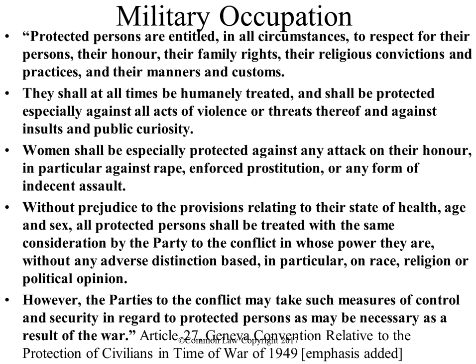This is Article 27. Protected persons are entitled in all circumstances to respect for their persons, their honor, their family rights, their religious convictions and practices, and their manners and customs. They shall at all times be humanely treated and shall be protected, especially against all acts of violence or threats thereof, and against insults and public curiosity. Women shall be especially protected against any attack on their honor, in particular against rape and forced prostitution or any form of indecent assault. Without prejudice to the provisions relating to their state of health, age, and sex, all protected persons shall be treated with the same consideration by the party to the conflict in whose power they are, without any adverse distinction based in particular on race, religion, or political opinion. However, the parties to the conflict may take such measures of control and security in regard to protected persons as may be necessary as a result of the war.